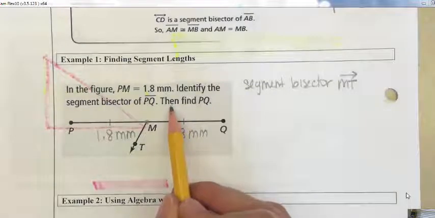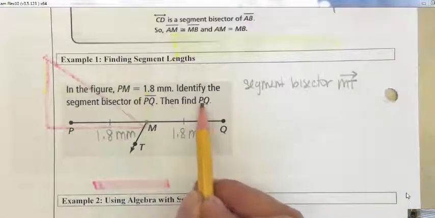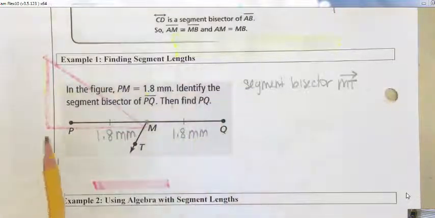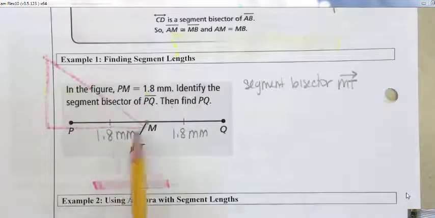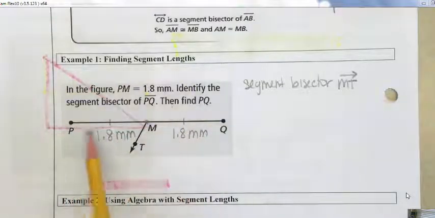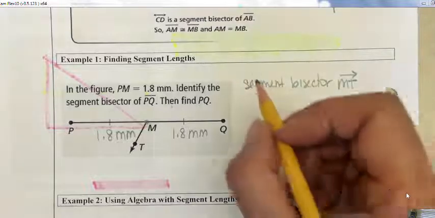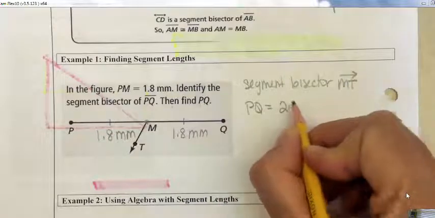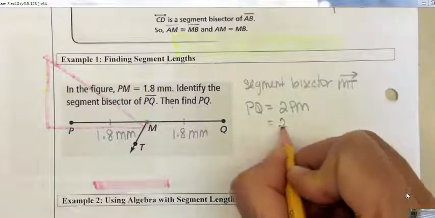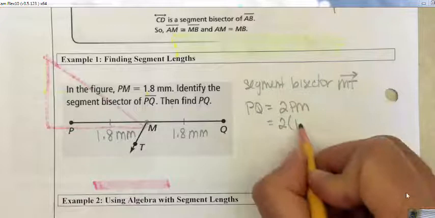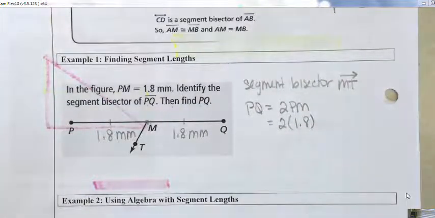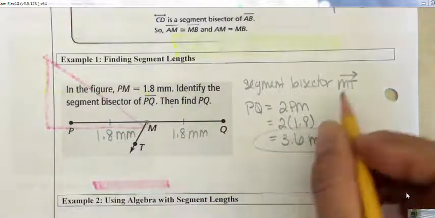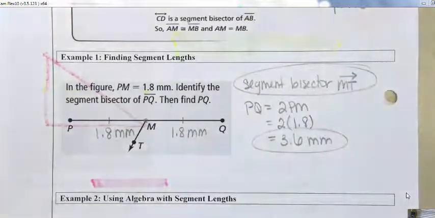Then I have to find the length of PQ. Notice there's no segment on top there. So I'm just looking for the length of PQ. From P to M is 1.8. M to Q is exactly the same. So PQ is going to be twice of that. Twice PM, right? So PQ will equal 2 times PM, or 2 times 1.8, which is 3.6 millimeters. Both of those are your answers. You have 2 answers there.